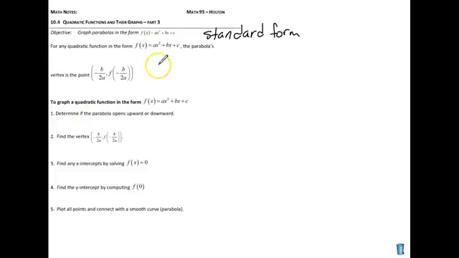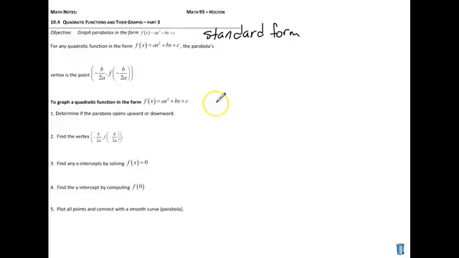Remember that a value still tells us whether it opens up or whether it opens down. But now we can find the vertex by finding negative b divided by 2a. So negative b divided by 2a helps us figure out the x-coordinate of the vertex. And if we plug that back into the function, we can figure out the y-coordinate of that vertex point, or f of negative b over 2a.